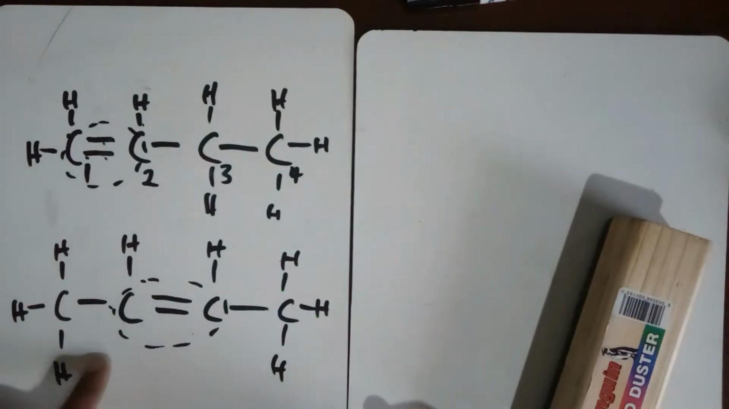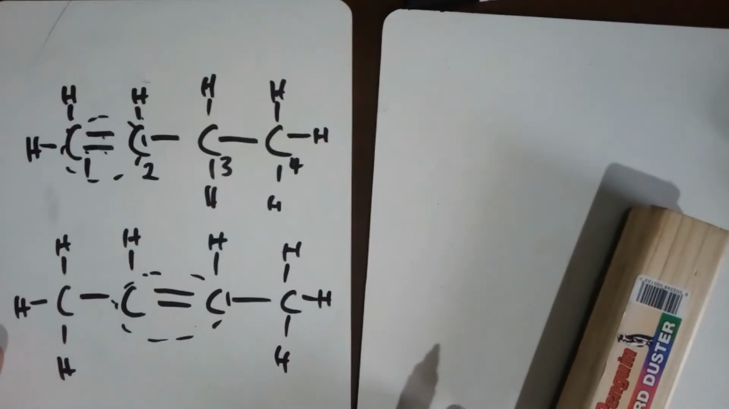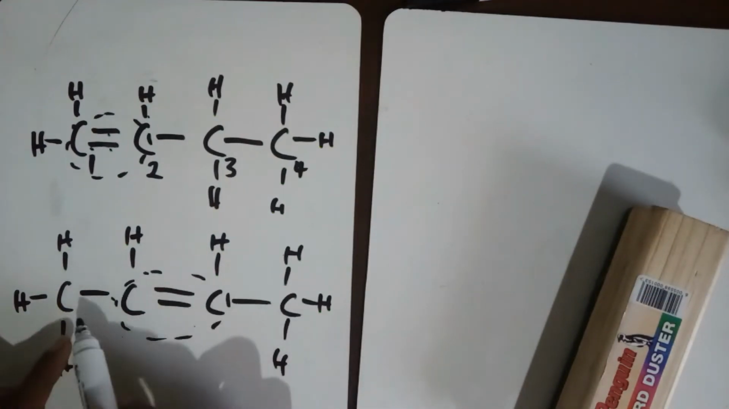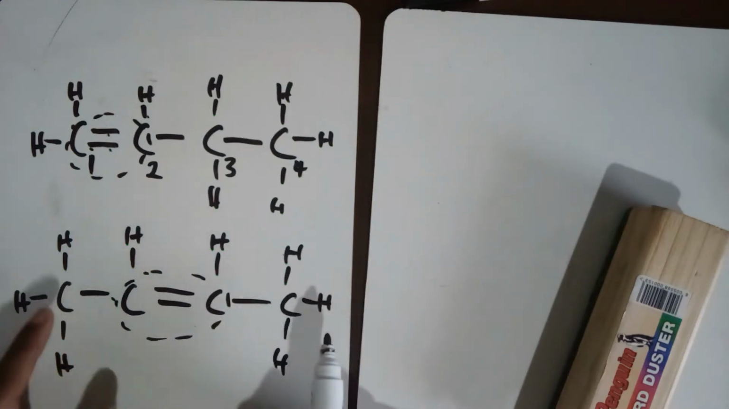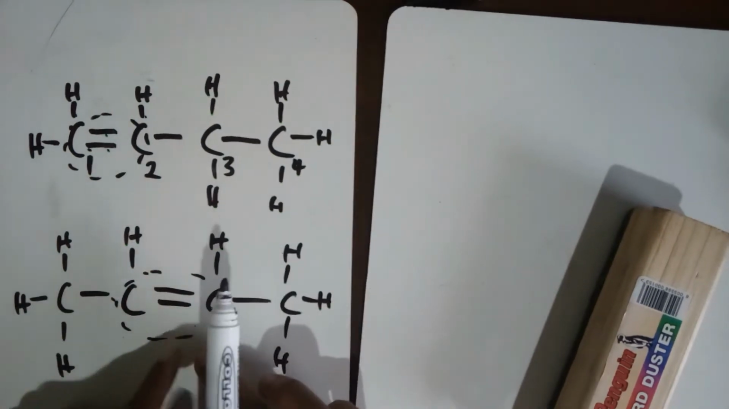Now let us come to this. I wish I'd actually drawn pentene, but it's fine. If we look here, it's an interesting situation. Which carbon, this one or this one, is closest to the functional group?